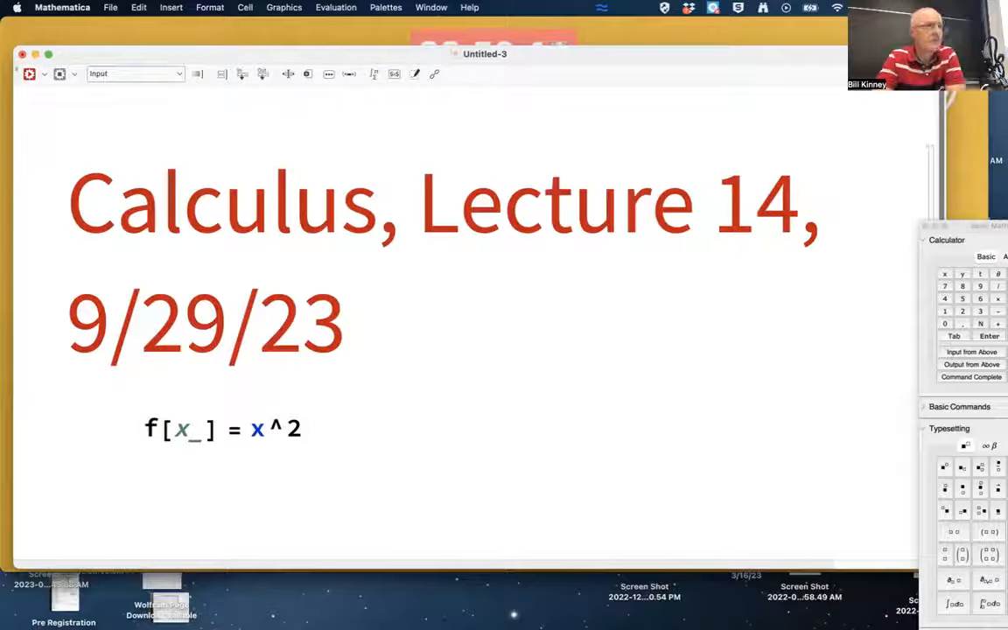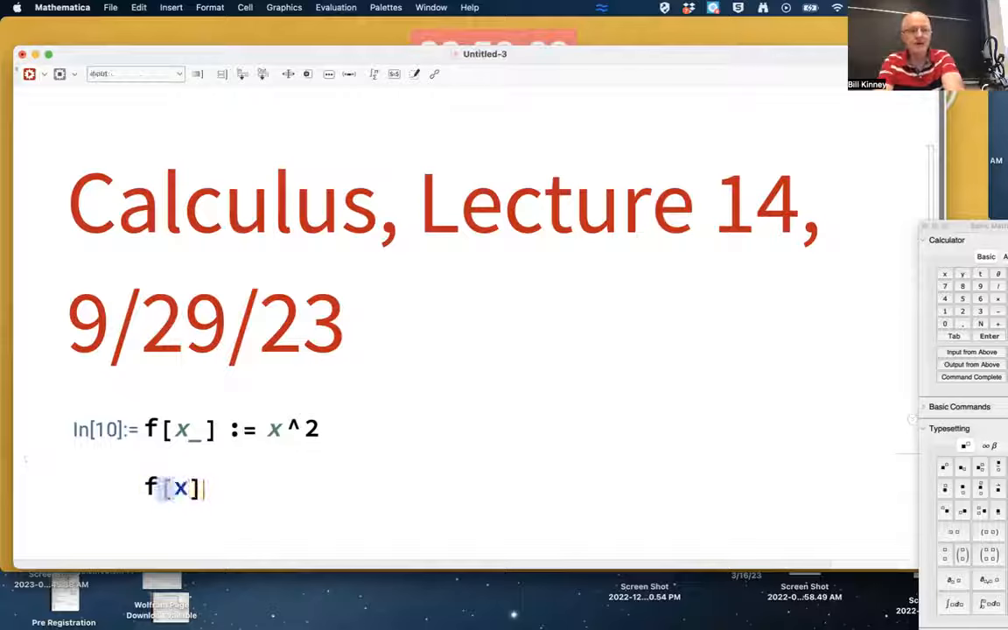F is the function name. Use square brackets for inputs. When you first define the function, put the variable name and then an underscore. That's essential. Then equals, a single equal sign in the function formula. I often also put a colon equals there, but you don't have to put a colon. You do shift return to enter it.